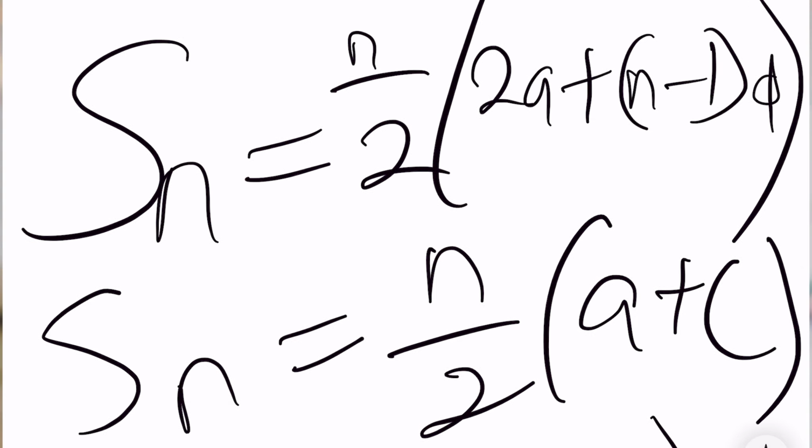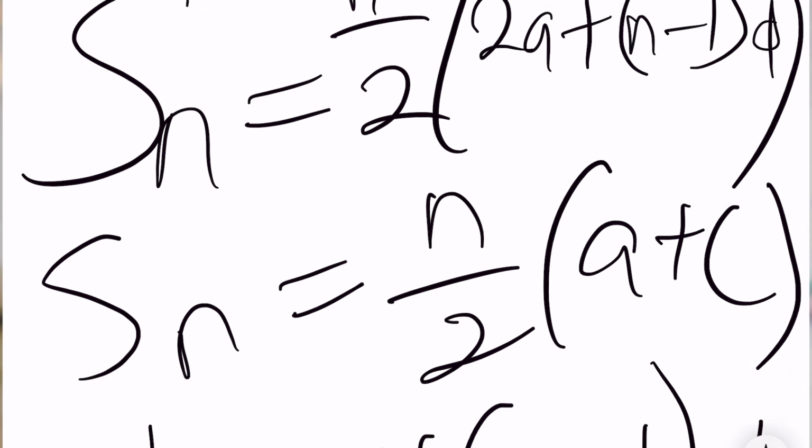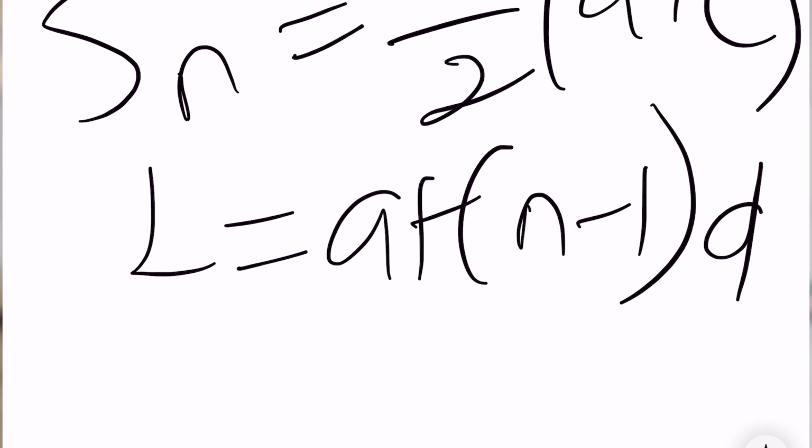Now, we have these two formulas for the sum of terms of an AP: Sn equals n over 2 into brackets 2a plus (n minus 1)d, or Sn equals n over 2 into brackets a plus l, where l is our last term, denoted as a plus (n minus 1)d. We can easily use l when there is a last term, and today we'll be solving two examples for the sum of terms of an AP using these two formulas.